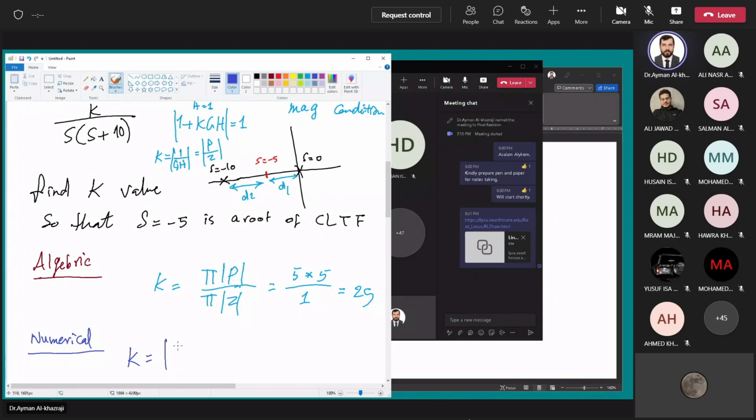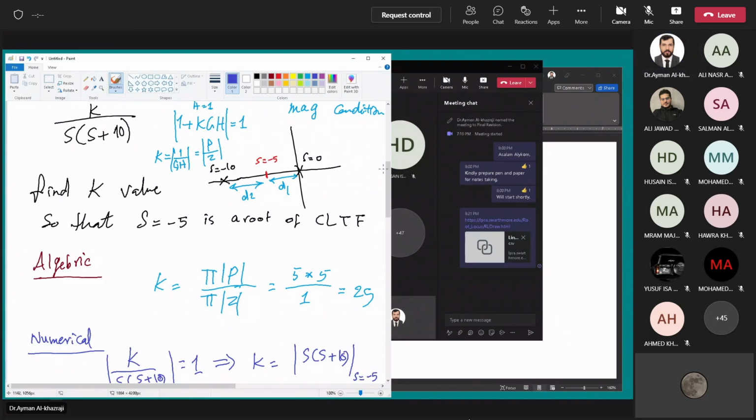Distances, poles over zeros. So from this equation, I can say, okay, this means that K... Let's make it like this: K over s plus 1 equal 1. You know, 1 plus KGH equal 1. You move it, minus, it will be absolute. So you will get K equal the absolute of s plus 10, when s equal minus 5.